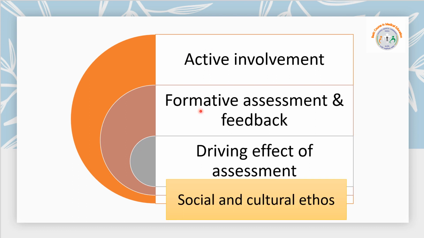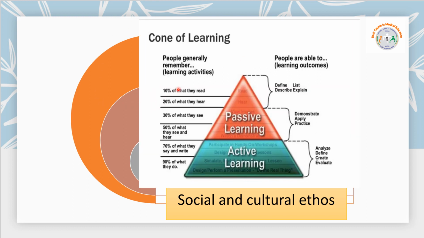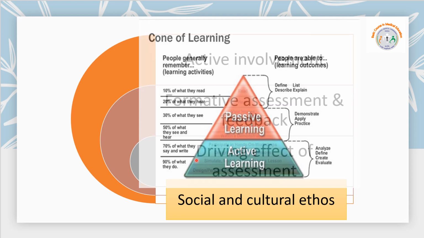One is active involvement. Learning is more effective with active involvement of the learner in the process. For example, small group discussion is more effective than a lecture class. It is seen that we retain only 10% of knowledge when we only read, 20% when we only hear, 30% when we see, and 50% when we see and hear. 70% is retained when we say and write what we have learned, and 90% is retained when we do it by ourselves. So active involvement or active doing is important to promote learning.